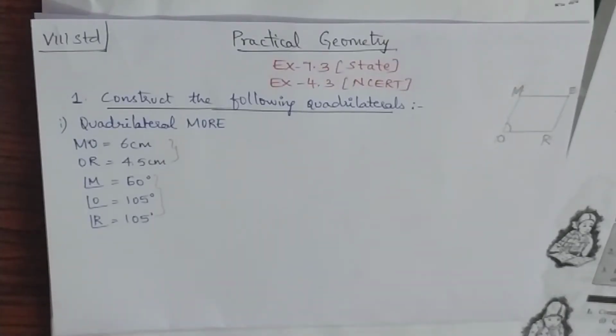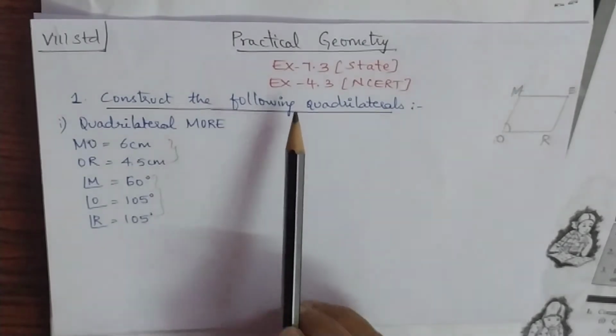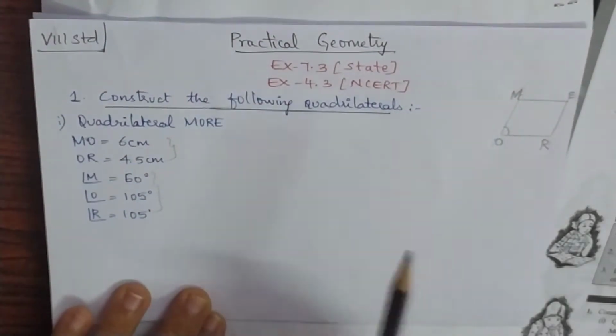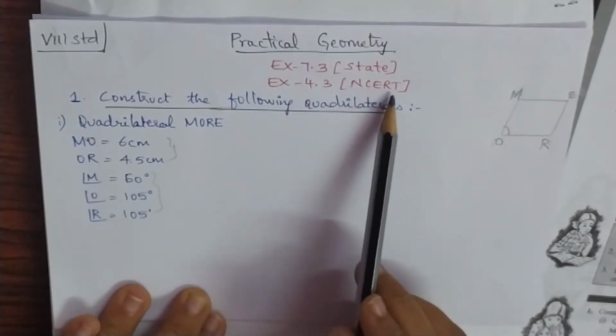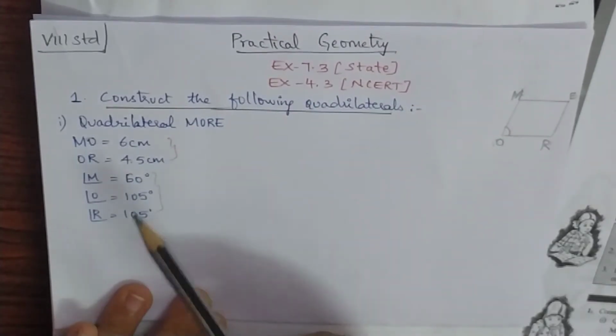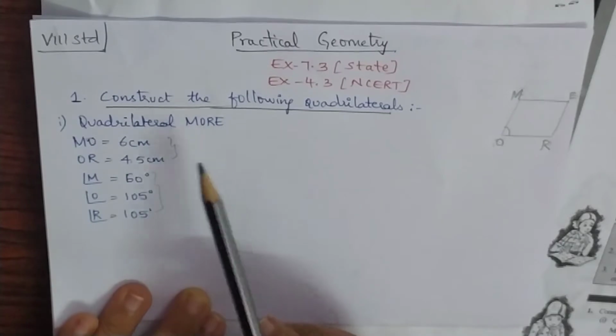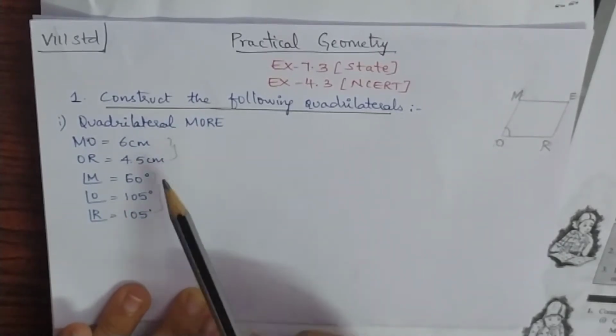Hello everyone, today we are going to learn constructions in practical geometry for 8th standard, exercise 7.3 for state syllabus. This is exercise 4.3 for NCERT syllabus children. So we have to construct a quadrilateral where 3 angles and 2 sides are given.